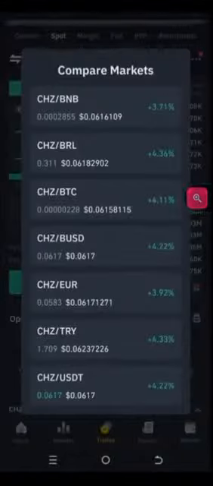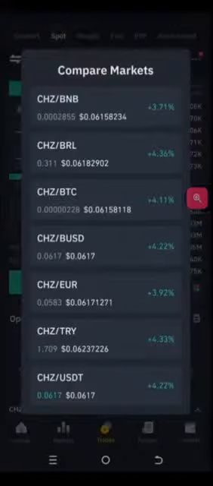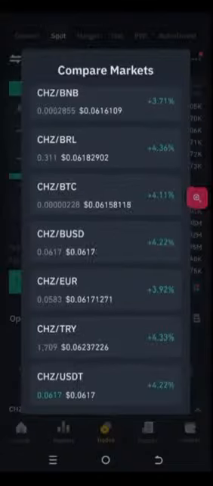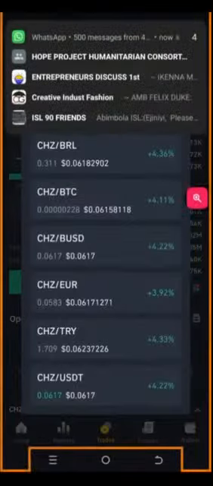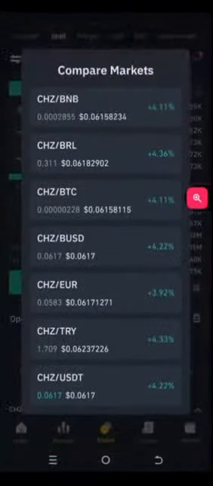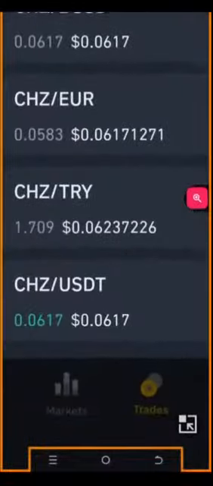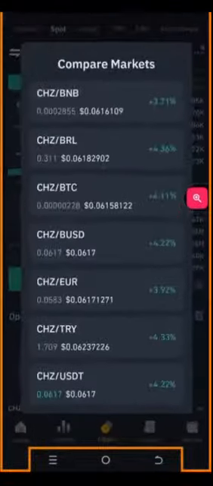Looking at this, which one is the cheapest price? You have to look for what is the cheapest price. We can see that it looks like BTC 0.0615. We have 0.0618 as BRL. We have 0.0616 as BNB. Then where's the USDT? USDT is 0.0617. Let me show you that. 0.0617. Let's look at that. So which one would I go for?